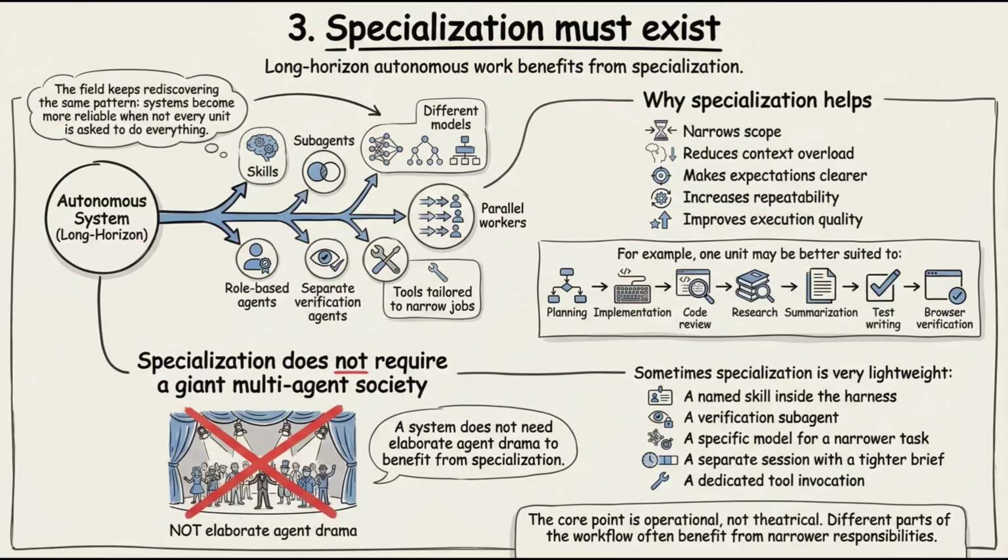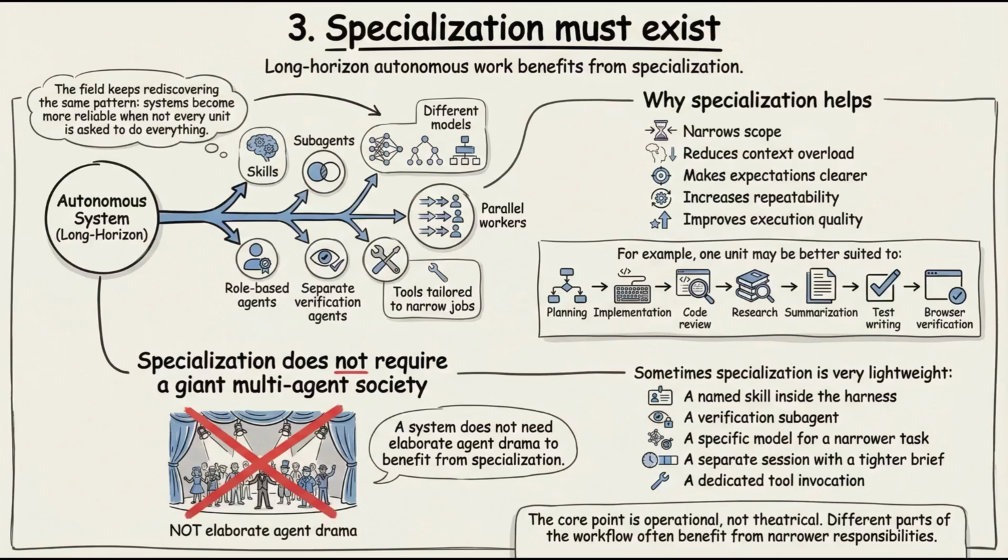But why does this help so much? Specialization improves overall autonomy in a few critical ways. First, it narrows the scope of a task, which naturally reduces context overload. It also makes expectations much clearer, increases the repeatability of the process, and almost always improves the final quality of the execution. Think about it practically.